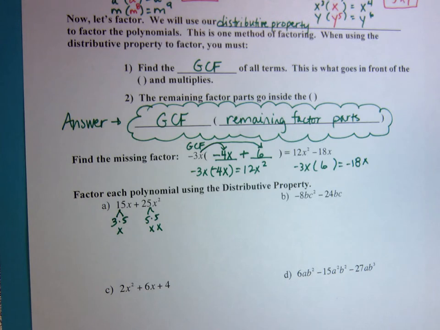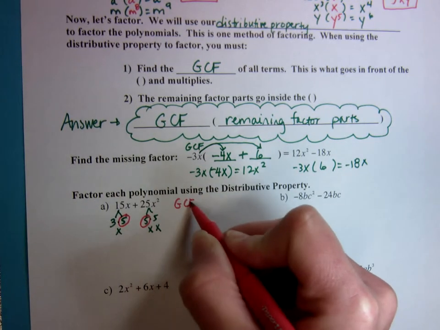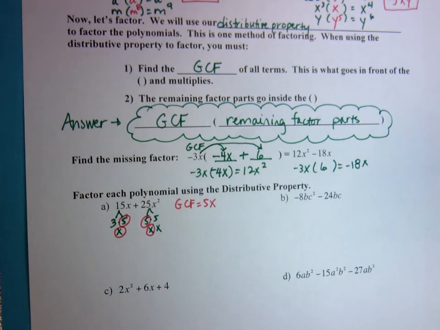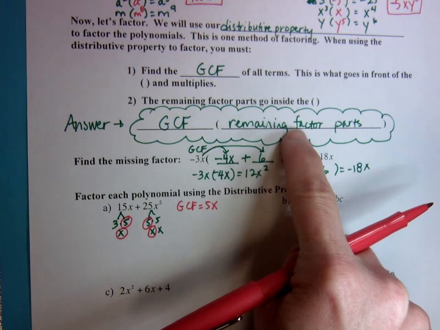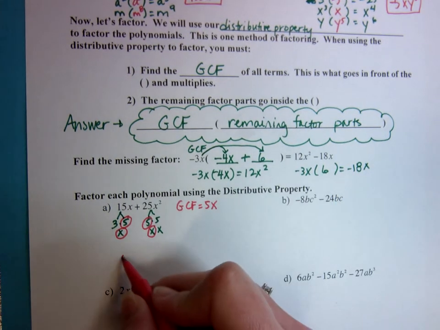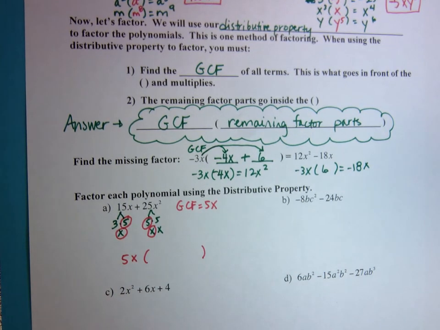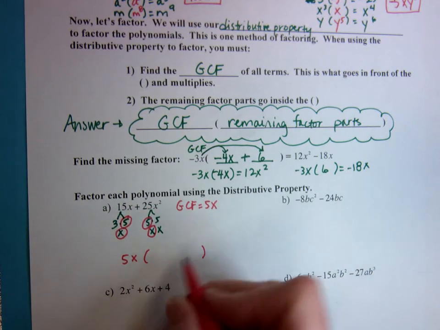So as we're looking at these two things, what do they have in common? They have a 5 and they also have an x. So there's our greatest common factor. That's our first step. Our second step says to write the remaining factor parts inside the parentheses. So we're going to put our 5x outside, and then we're going to write our parentheses. And how many terms are going to be inside the parentheses? 2.